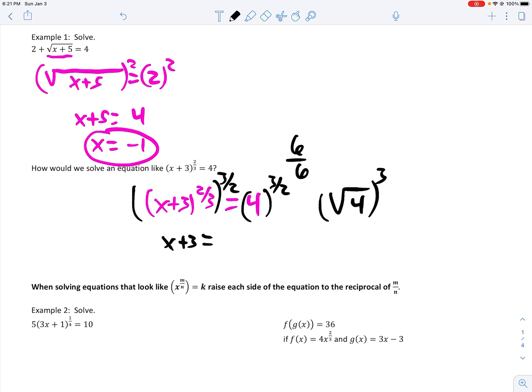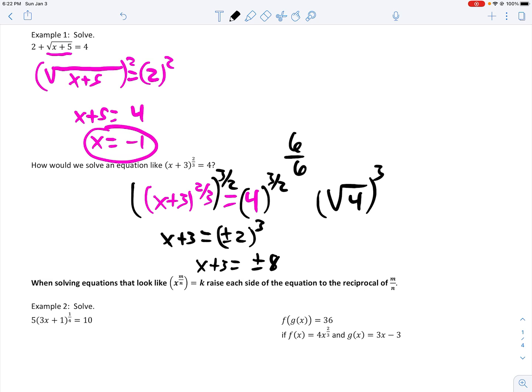Now, you have to be careful because you're taking the square root and we're solving an equation here. This is actually going to be plus or minus 2 to the 3rd power because the square root of 4 is 2. Remember, when you're solving equations, you're looking for all possible solutions. So it could be plus 2 or negative 2. So this ends up becoming x plus 3 equals plus or minus 8, because 2 cubed is 8.